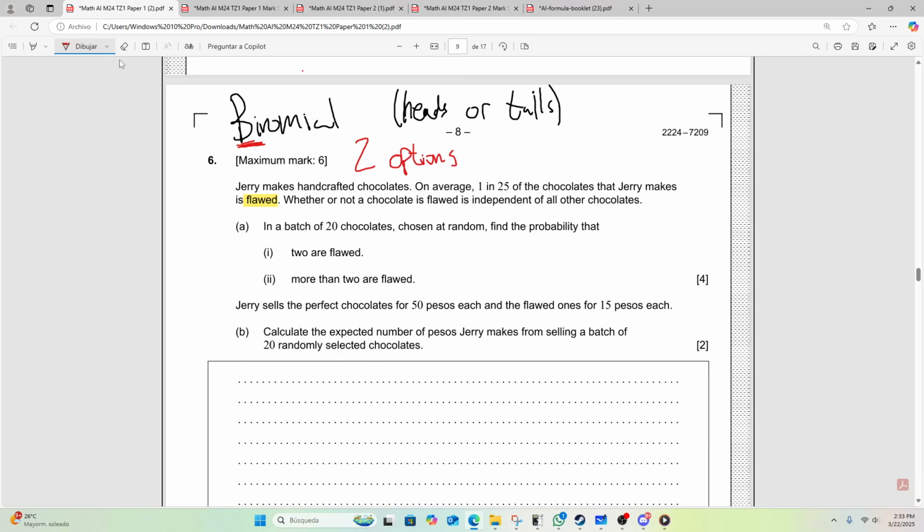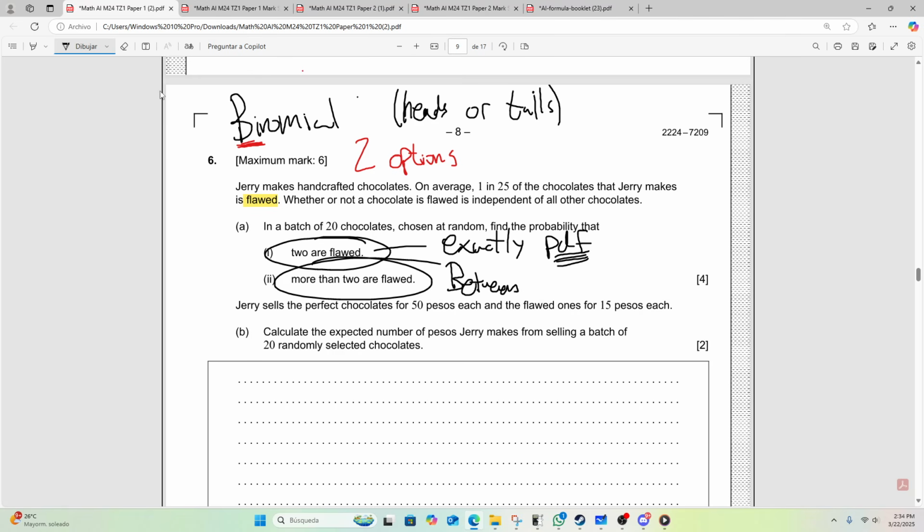Okay? And so basically here it says in a batch of 20 chocolates chosen at random, find the probability that 2 are flawed. That's exactly 2 being flawed. More than 2 being flawed, that would be binomial CDF. So this is binomial PDF, this is binomial CDF. Immediately I can establish that because 2 are flawed is exactly 2. And if you're thinking in terms of exactly, you're using PDF. And if you're thinking in terms of an interval, so 2 or more, CDF.